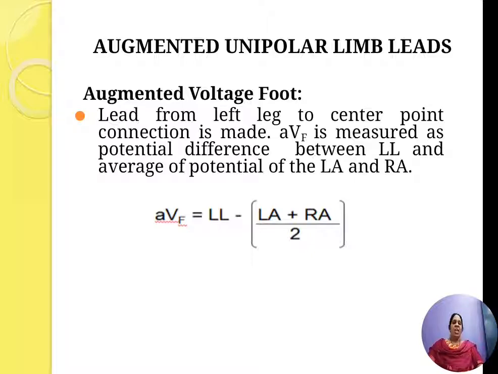Augmented voltage foot. The lead from the left leg to the central point connection is made. AVF is measured as the potential difference between left leg and the average of the potentials of left arm and right arm.